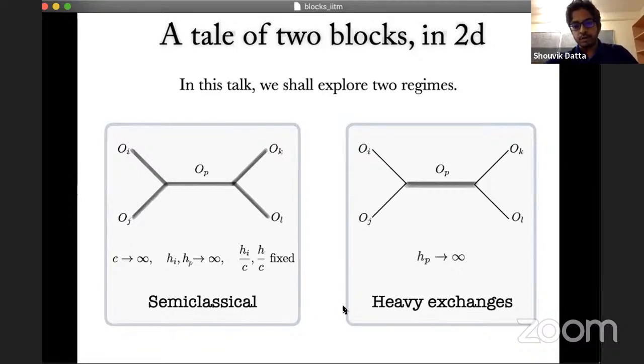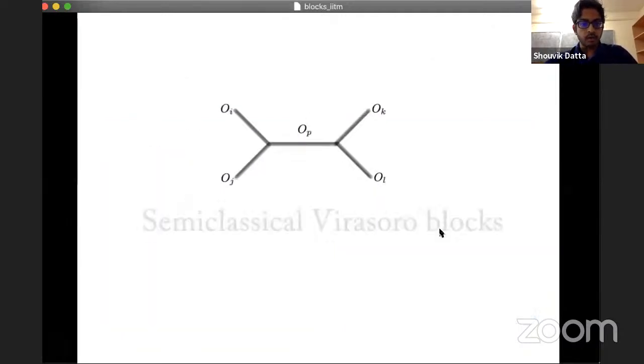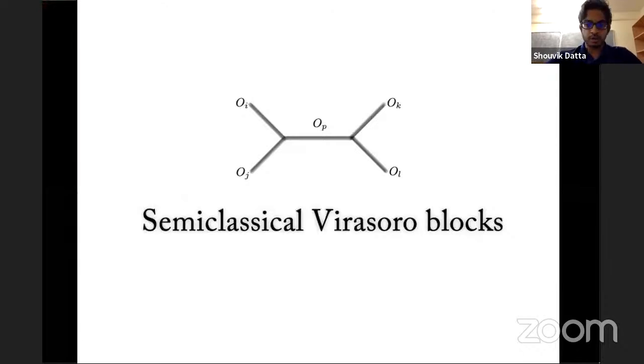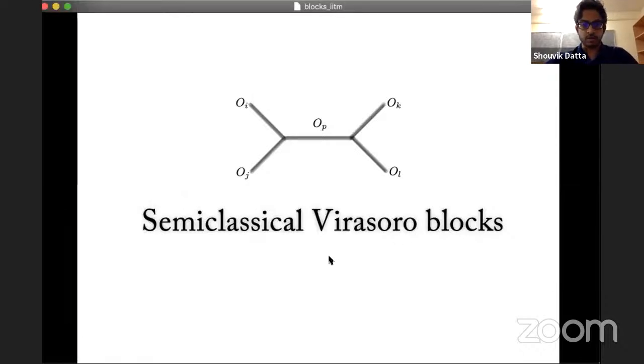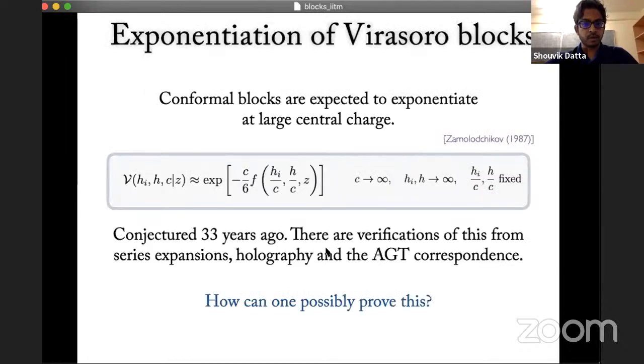And the other regime which we are going to explore is the regime of heavy exchanges, in which the intermediate conformal dimension is large, whereas all the other parameters are held fixed. So this is a regime of heavy exchanges. Okay, so the first regime which I'm going to explore is the semi-classical regime.